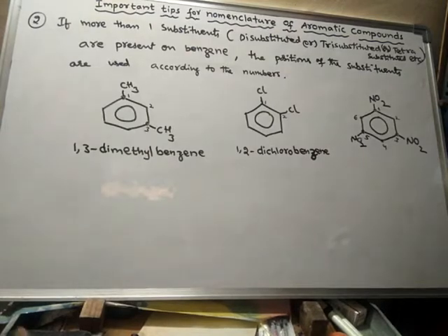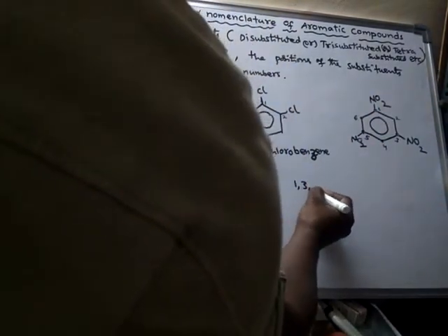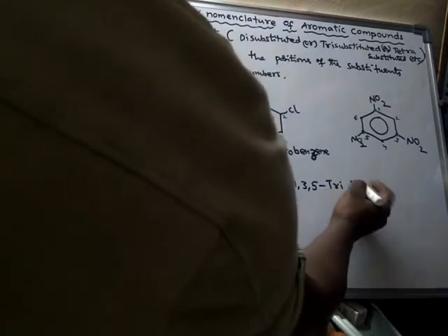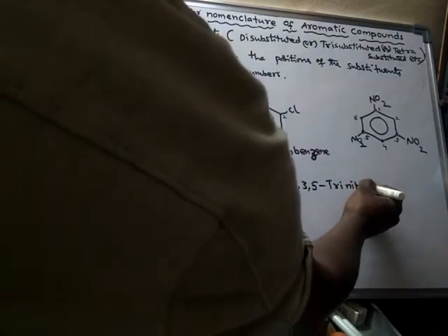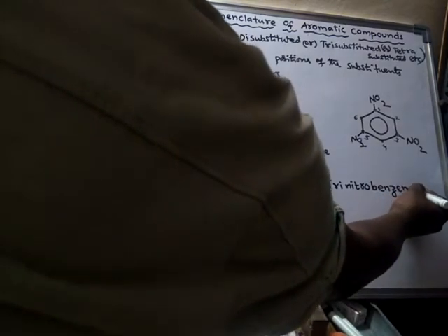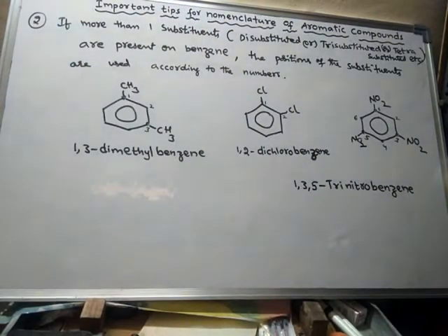So what is the name of this compound? The nitro group is present on the first carbon, third carbon, and fifth carbon. So the name of this compound will be 1,3,5-trinitrobenzene. So this is the name of this compound, right?